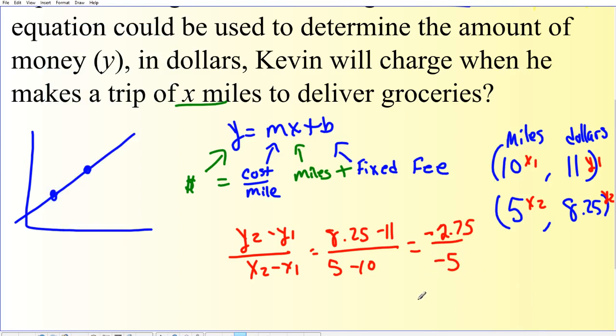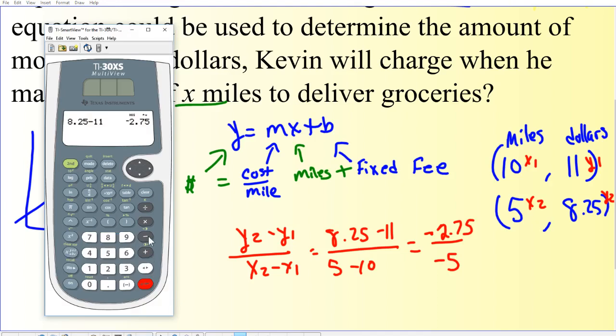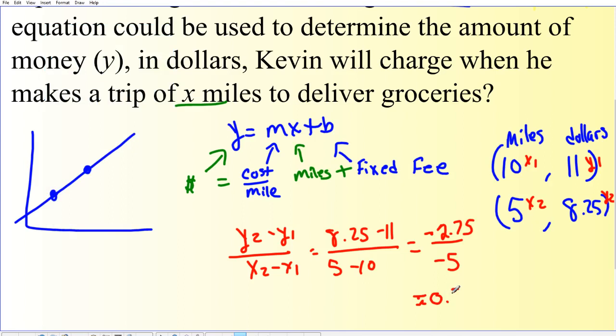Now, negative over negative. I don't like that. And actually, since we're talking about money, does your money look like that? When you go to the store, do they have prices that say, I want negative $2.75 over $5? No. So let's divide this. Let's turn this into a decimal. So I'm going to take negative 2.75, divide by negative 5, equals 0.55. That is my slope. My slope in this equation is 0.55. I have now found one of the pieces I need. I have slope.